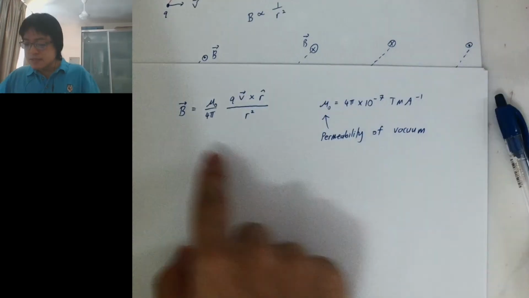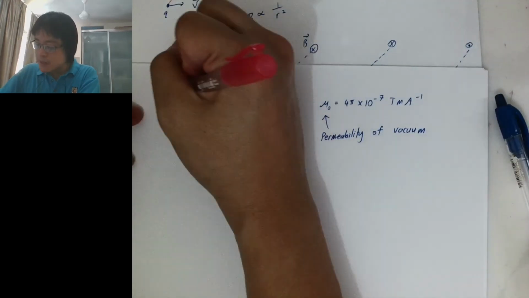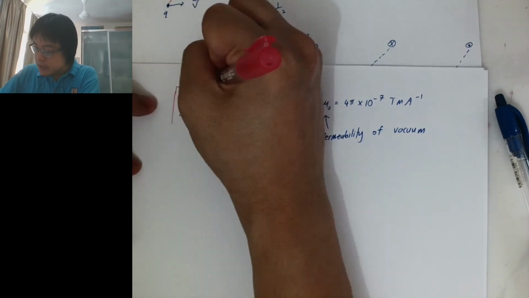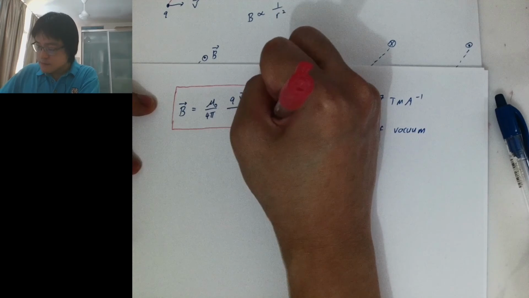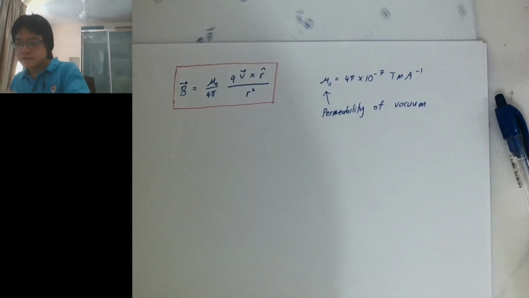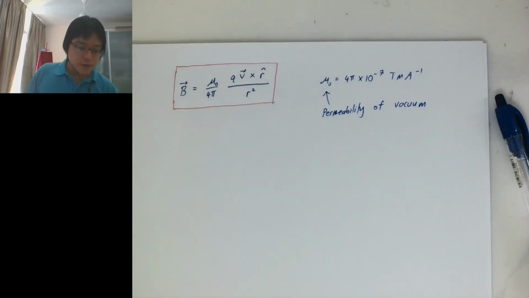So this is the magnetic field created by the moving charge. Okay, so now we know the law.